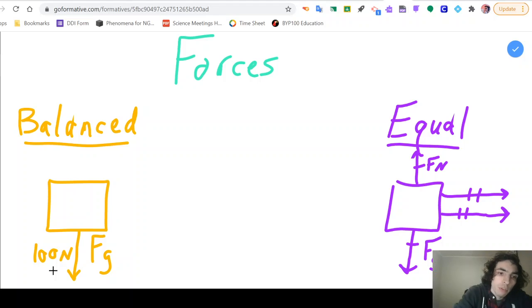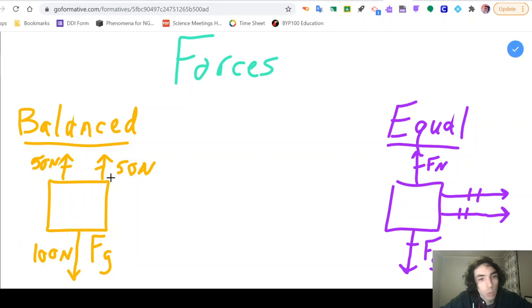But we could have forces that balance this. Let's say two people are working together to lift this object. One person applies a force of 50 newtons, and another person applies another force of 50 newtons. And so in this case, these two forces are equal to each other, and all of the forces acting on whatever object this is are balanced.